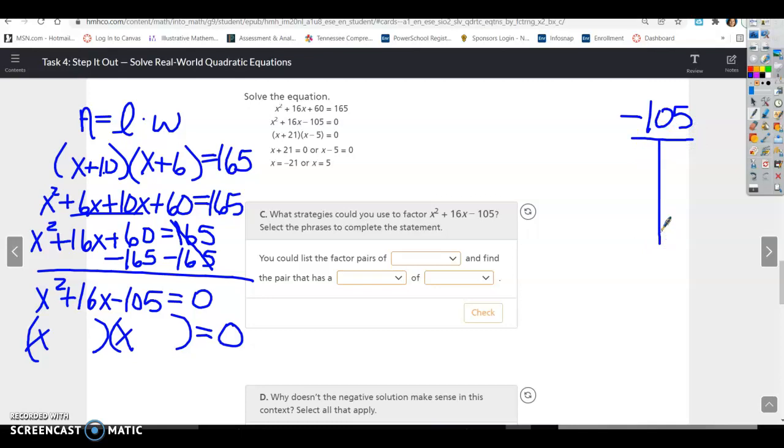In this case, remember it's ax squared plus bx plus c. We have to multiply to get C and we need to add to get 16. So we need C equals negative 105 and B equals 16. So we're looking at our factors of negative 105.